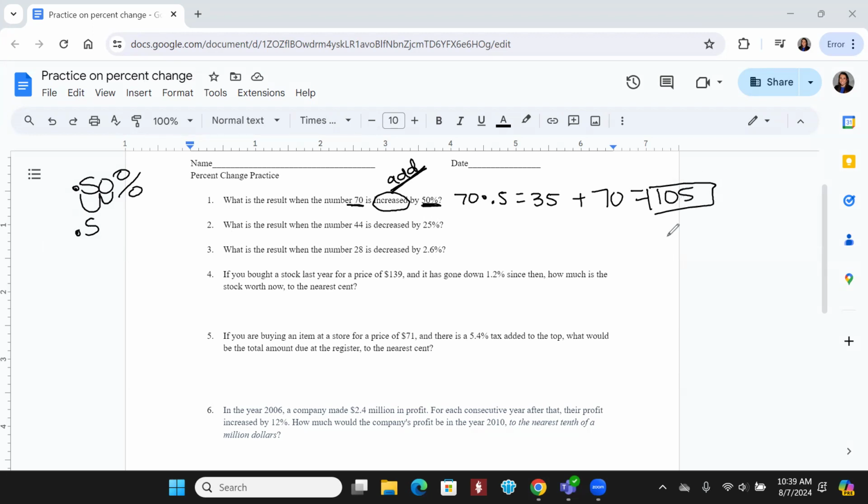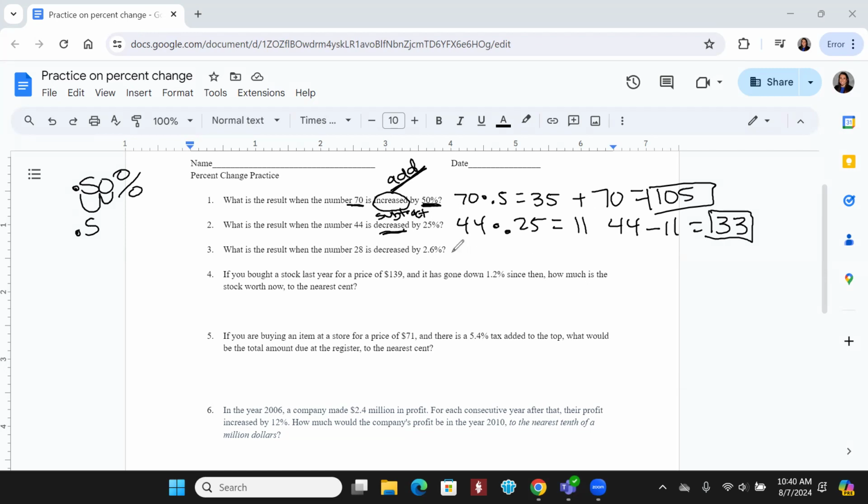Everybody okay on that? Okay. On the next one, it says decrease. This is going to mean that we're going to subtract. Okay, so we're going to do 44 times 0.25, and that's going to give us, what is that when we put it in our calculator? 11. And so that means that we're going to decrease. So that means we're going to say 44 minus 11, and that's going to give us 33. Everybody good? Okay. Same thing on the next one.